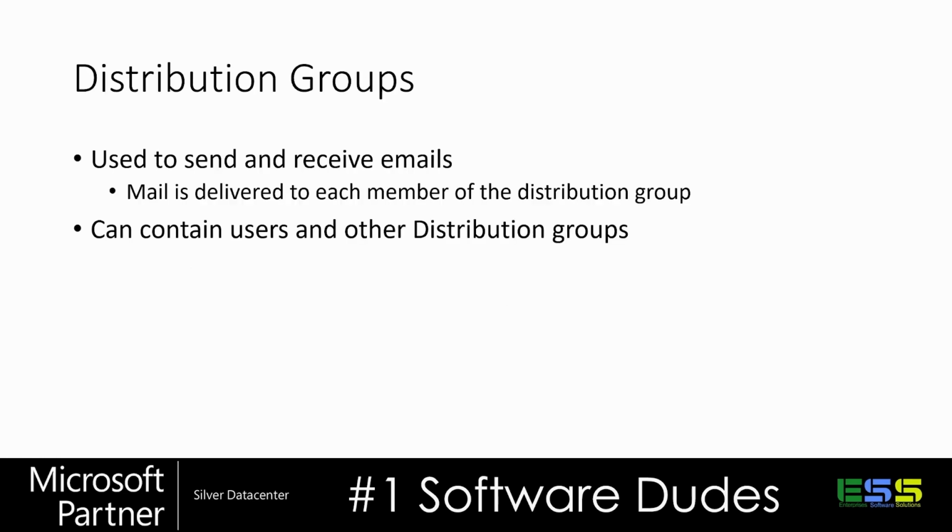So a distribution group is a group that is only used to send and receive emails. And so when an email comes in that is sent to a distribution group, it is delivered to each member of that distribution group individually. Whereas with a Microsoft 365 group, that will show up under the groups header in Outlook. And a distribution group can contain users and other distribution groups.